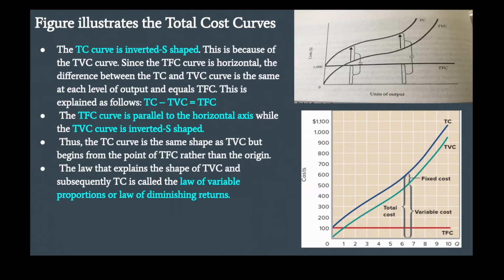The TFC curve is parallel to the horizontal axis while the TVC curve is inverted S-shaped. Thus, the TC curve is the same shape as TVC but begins from the point of TFC rather than the origin. The law that explains the shape of TVC and subsequently TC is called the law of variable proportions or the law of diminishing returns.